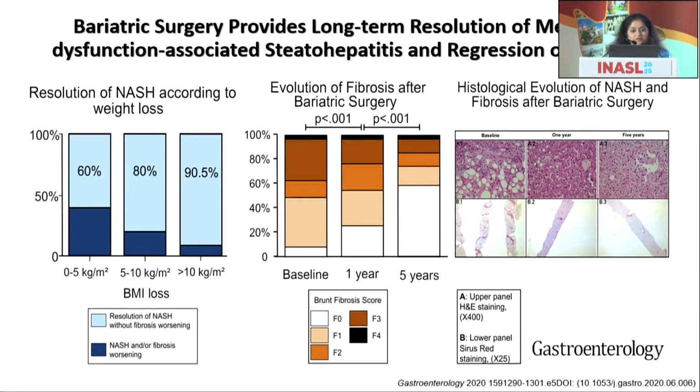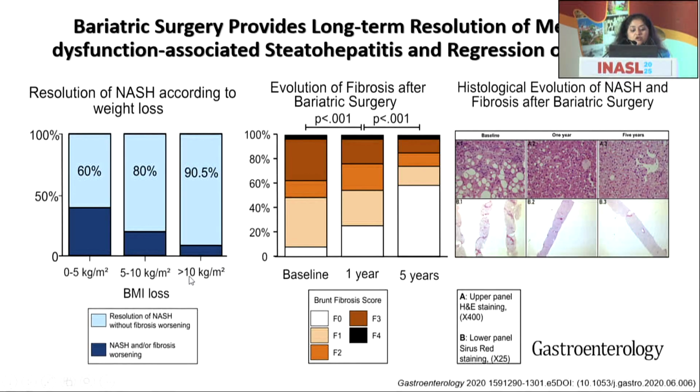And I'm a big fan of this study because it really illustrates the case well that bariatric surgery provides long-term resolution of MASH and regression of fibrosis. This is their graphical abstract. It's a little busy, but if we go from left to right, we'll look at resolution of NASH according to weight loss. And the greater the BMI loss, which is shown here on the x-axis, there is a greater resolution of NASH without worsening of fibrosis.